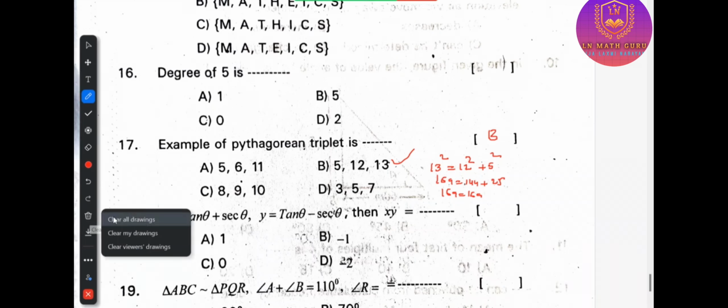So the next question, 18th one. x equals tan theta plus secant theta, y equals tan theta minus secant theta, then xy. So we can take the product here. x times y is nothing but tan theta plus secant theta times tan theta minus secant theta. That will be tan square theta minus secant square theta. The formula is a plus b times a minus b, a product, that is nothing but a square minus b square, what I wrote here.